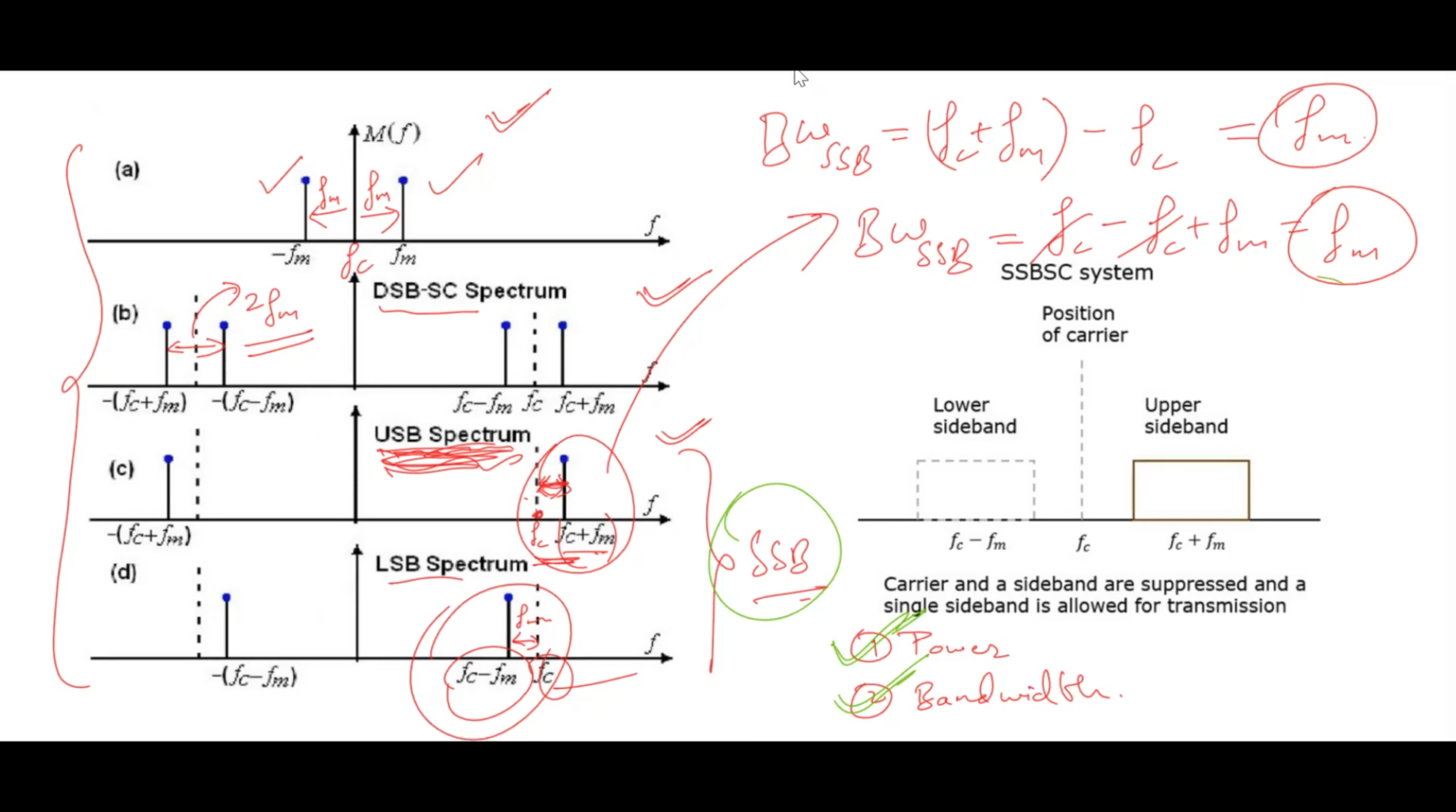How is this lower bandwidth advantageous? The lower the bandwidth of the modulated signal, the more channels can be accommodated in a given frequency space. Alternatively, we can transmit more frequency bands on a single channel.